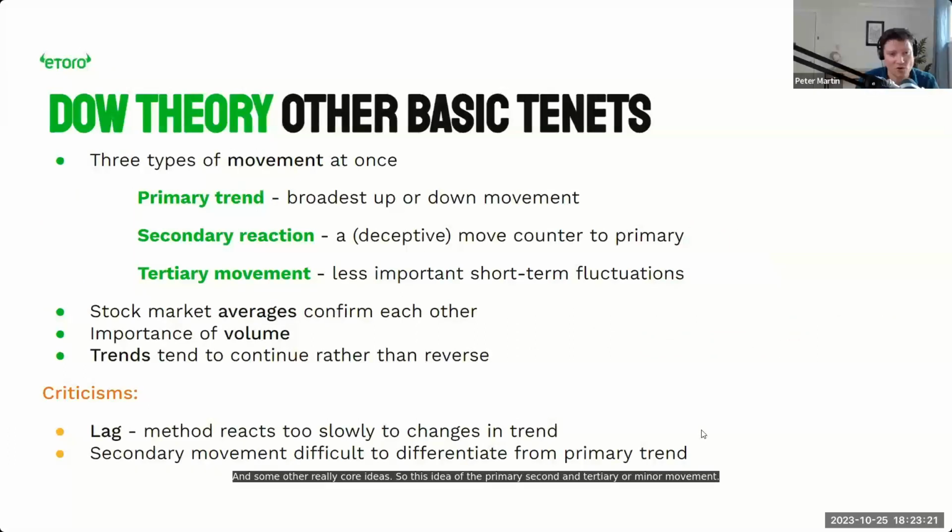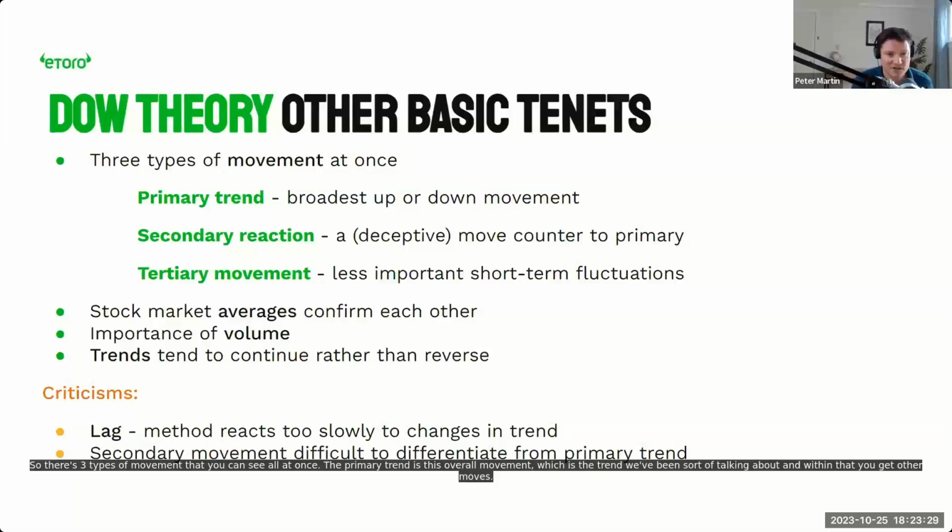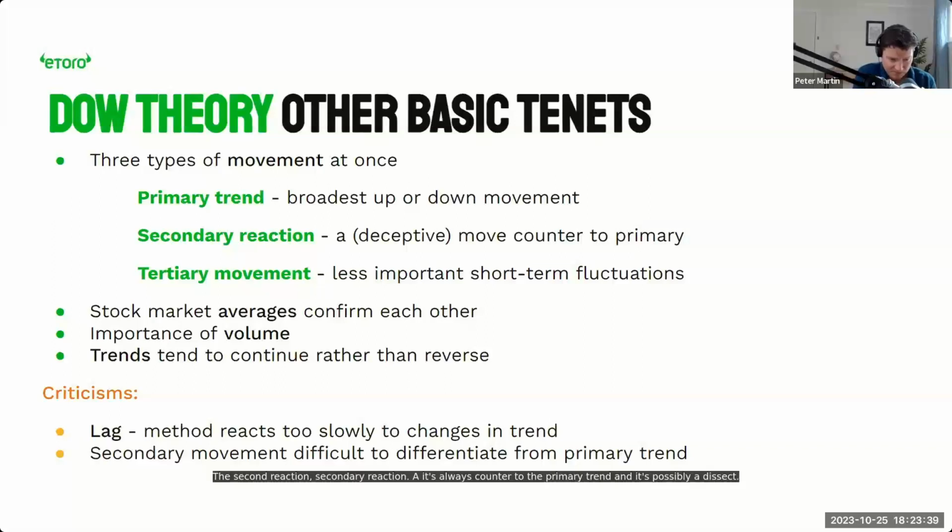And some other really core ideas. We hit this idea of the primary, secondary, and tertiary or minor movement. So there are 3 types of movement that you can see all at once. The primary trend is this overall movement, which is the trend we've been talking about. And within that, you get other moves. The secondary reaction is always counter to the primary trend, and it's possibly a deceptive one. Dow held that this could be as much as a third or 2/3 given back of the primary trend before the primary trend resumes.